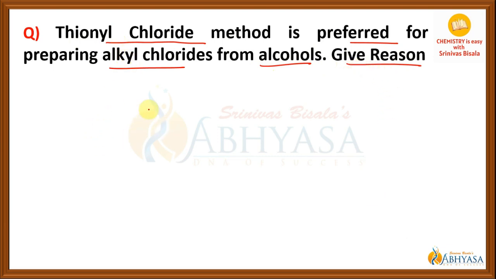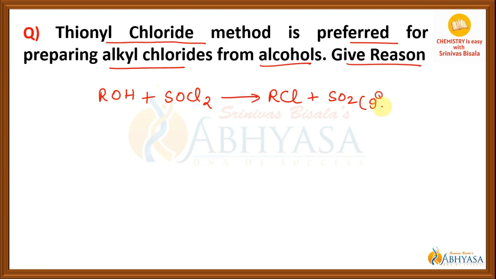What is thionyl chloride? It is nothing but SOCl2. And what happens when this thionyl chloride reacts with alcohol? So I am writing the equation in general. Alcohol, when made to react with thionyl chloride, results in formation of alkyl halide, that is alkyl chloride, and the byproducts are sulfur dioxide in the gaseous state and hydrogen chloride also in the gaseous state.